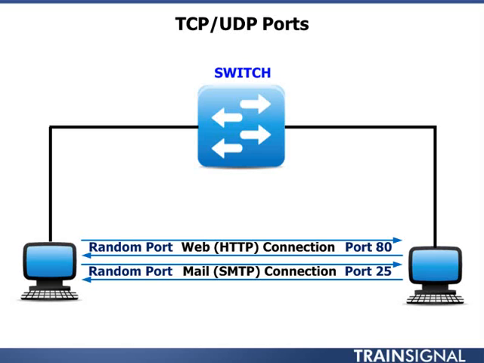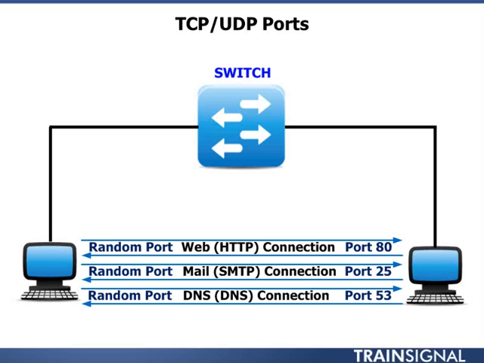Mail, it knows to look and send to port 25 because that's what that workstation is going to be listening on for mail. It's not going to be looking for web traffic or anything else on port 25. It's only going to be expecting mail on that channel, so to speak. And then port 53 is DNS.